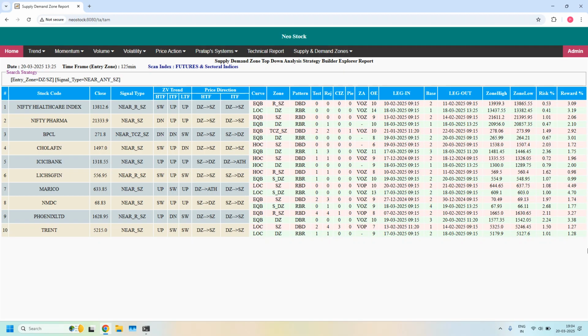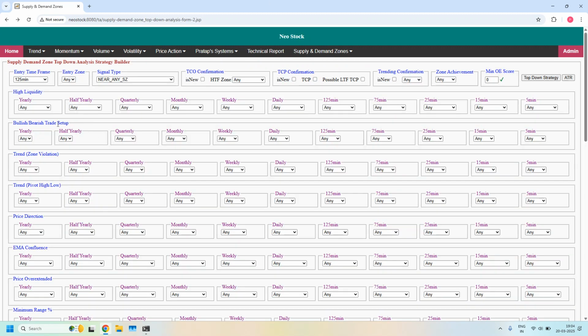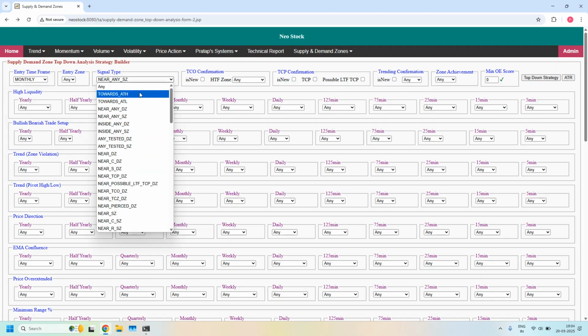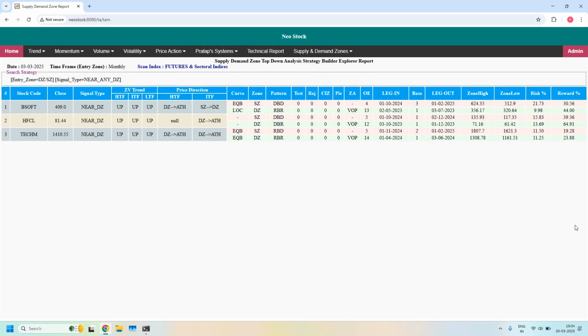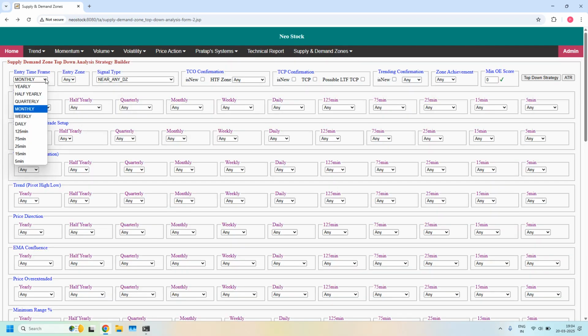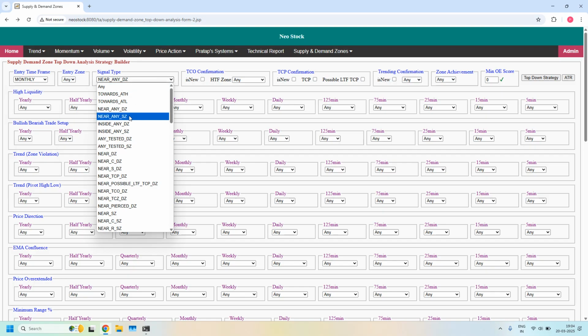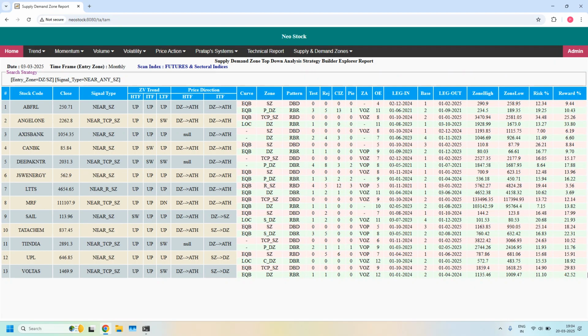Some of you are using even weekly and monthly also. So I will generate both monthly and weekly stocks near demand and supply zones. Monthly stocks near the demand zone, we have 3 stocks. Next, monthly time frame, stocks near the monthly supply zone, we got 13 stocks.